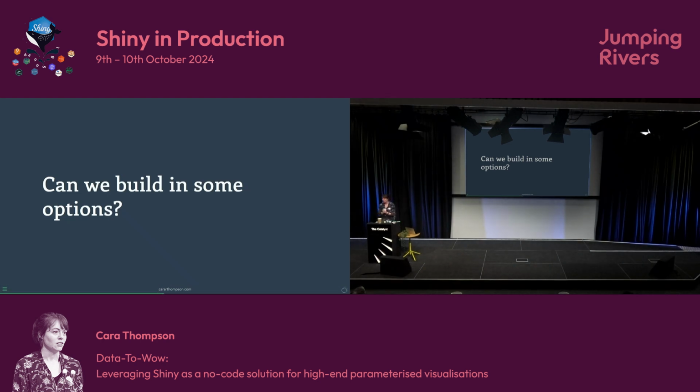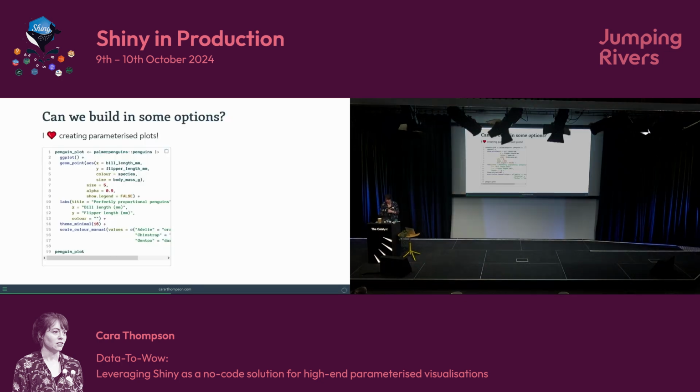And then the next question is, can we build in some options? What can we do from here? So we've got the graph, we've got it working. We don't want to create just one. The whole point of this was that Gavin wanted to be able to take it and apply it across all the different clients that he's working with.